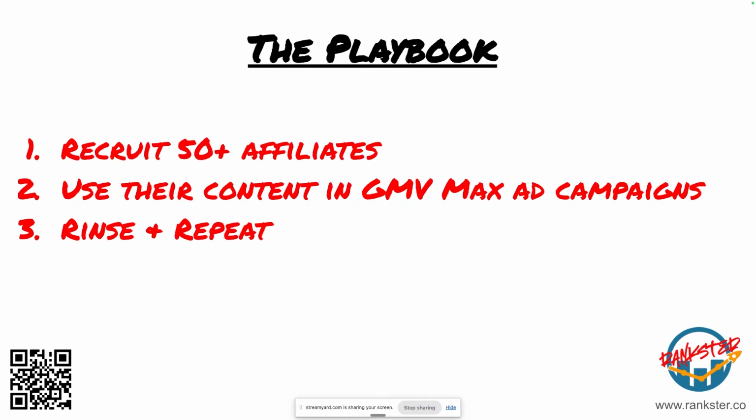So the playbook is really easy. These 3 steps are all you need to be successful on TikTok, and I can't make it any simpler. Basically, work with over 50 affiliates. Use their content in your max GMV campaigns, and then do it again, and again, and again. The core structure should be work with as many affiliates as possible, and then boost their content with those GMV max ads.